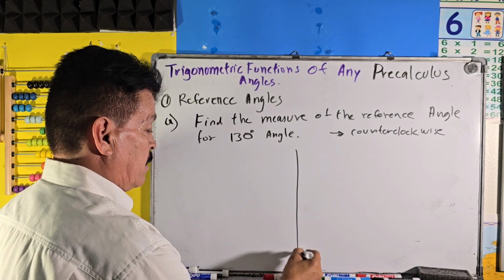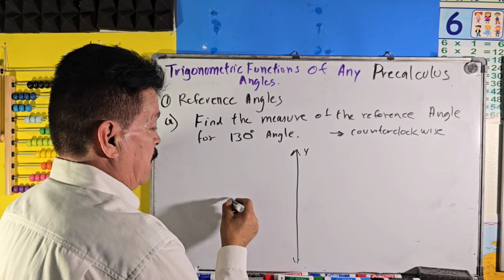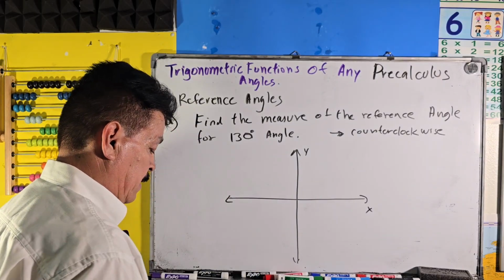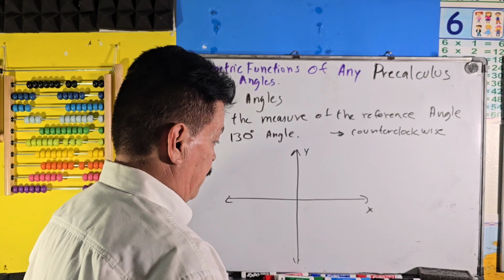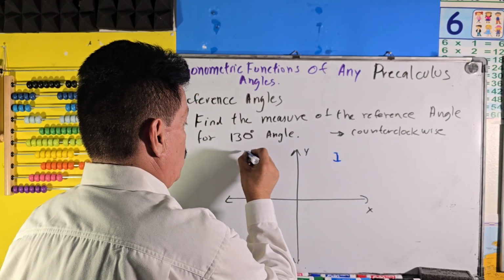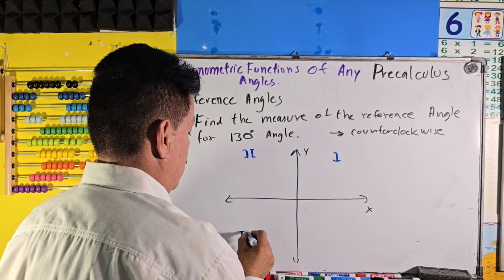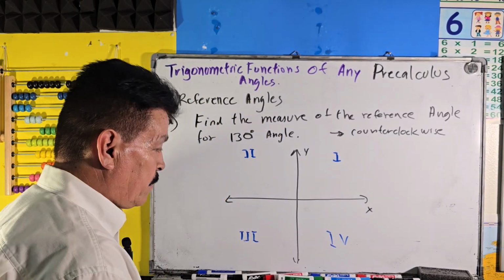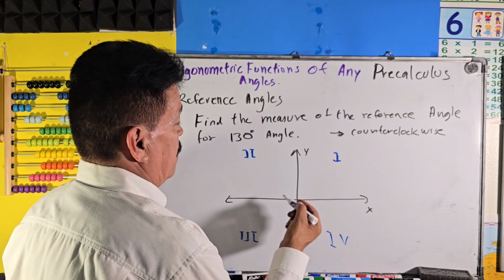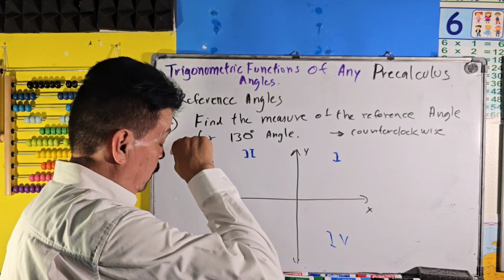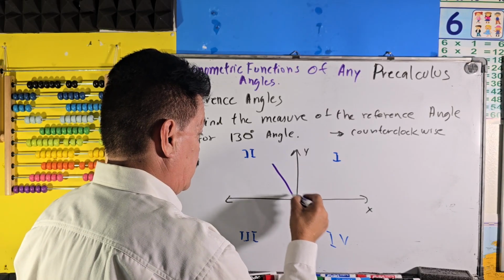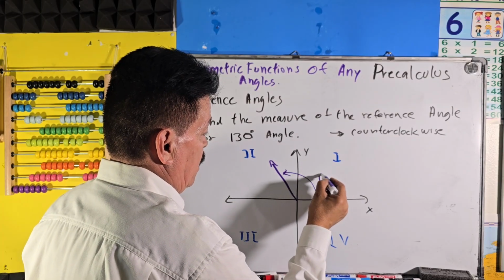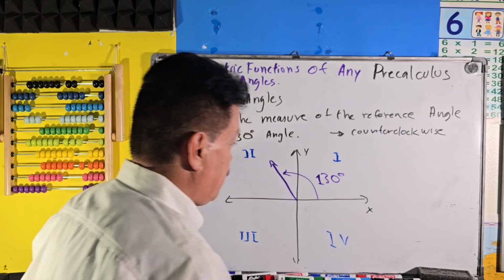So let me make the quadrants here to explain it to you. We have y here and x right here. We have different quadrants: quadrant 1, quadrant 2, quadrant 3, and quadrant 4. Here we have 90 degrees plus 40, so our angle is in this way, 130 degrees. This is one way to see it.